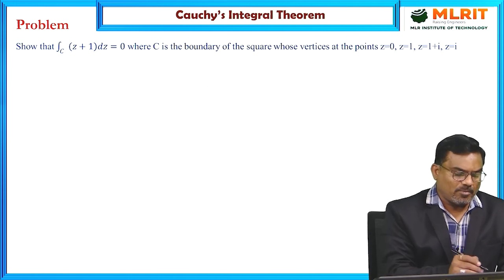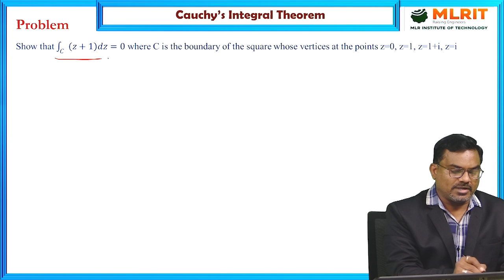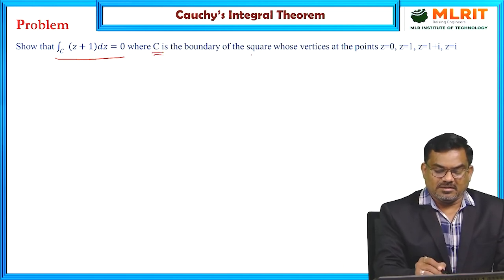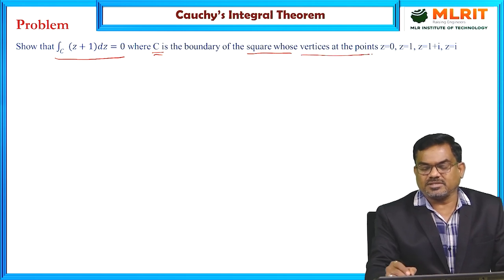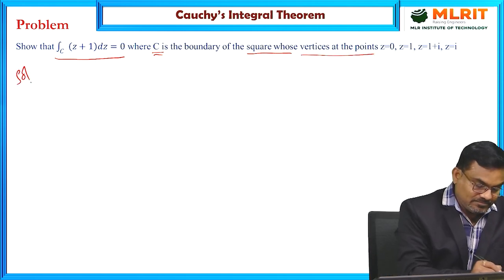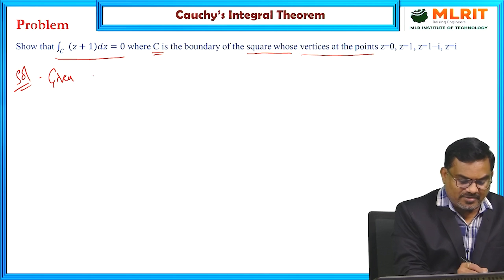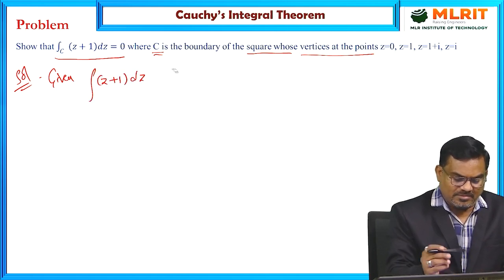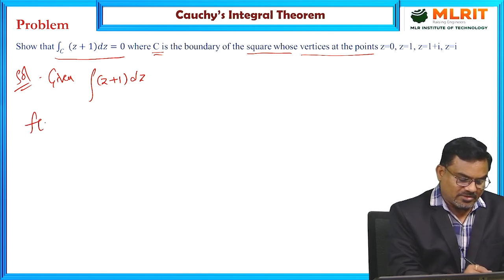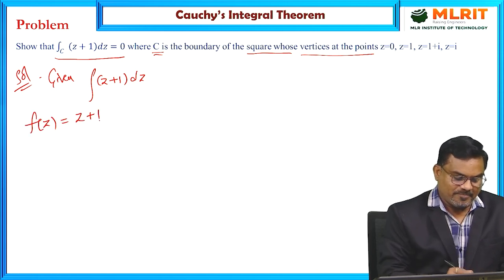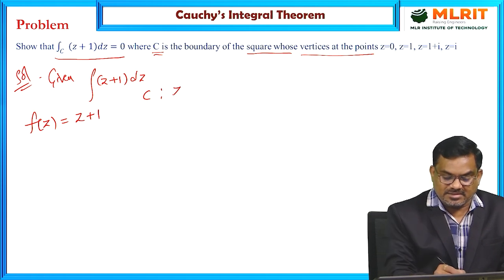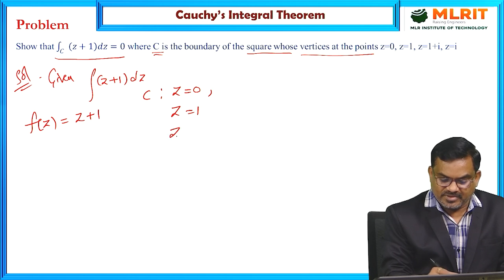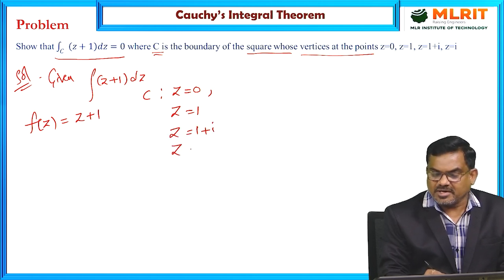Now coming to this problem number 2, show that the line integral of z plus 1 is 0 where C is the boundary of the square whose vertices are the points. So here given integral z plus 1 dz. So here the function f of z is z plus 1 and the curve C is a square with the points z equal to 0, z equal to 1, z equal to 1 plus I and z equal to I.